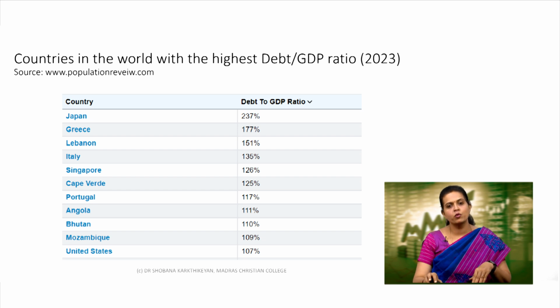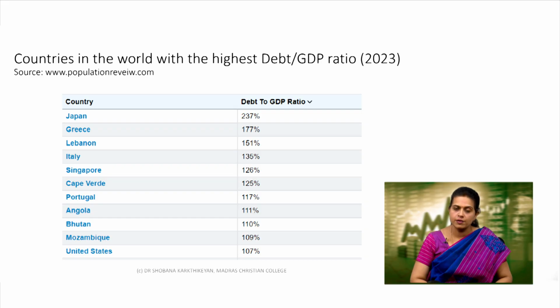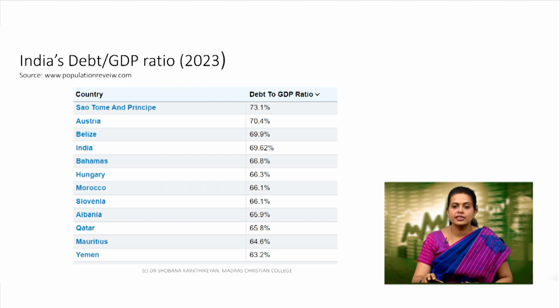Yes, so now we move on to understanding how the world economies are performing when it comes to debt to GDP ratios. These statistics are fairly recent, from 2023. The country on top, at more than 250%, is Venezuela, followed by Japan at 237%, Singapore at 126%, Bhutan at 110%, and United States at 107%.